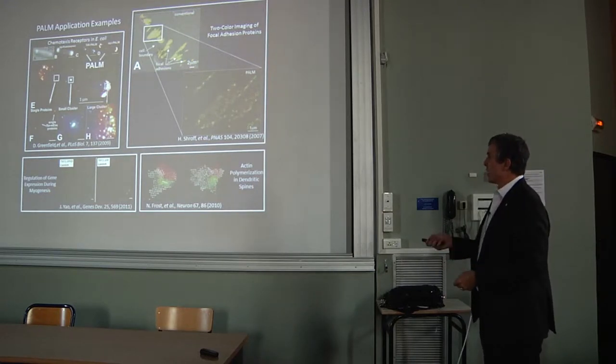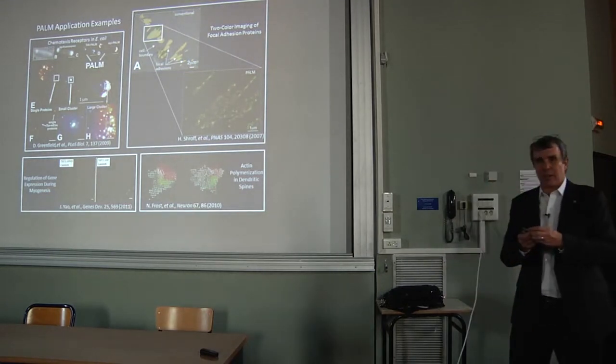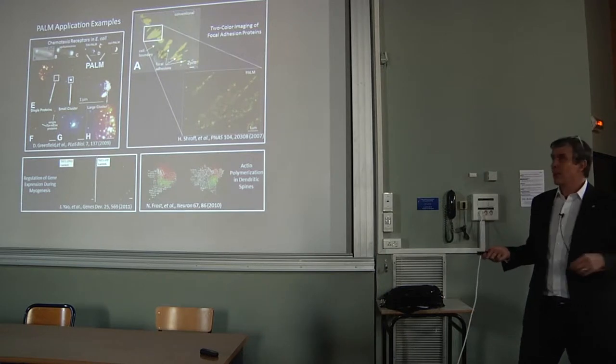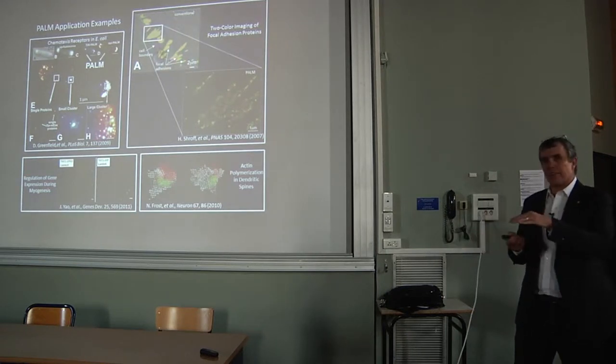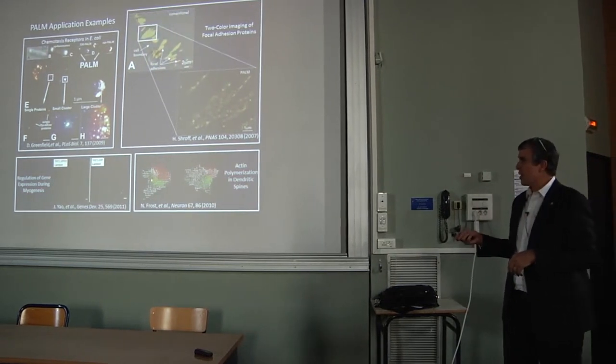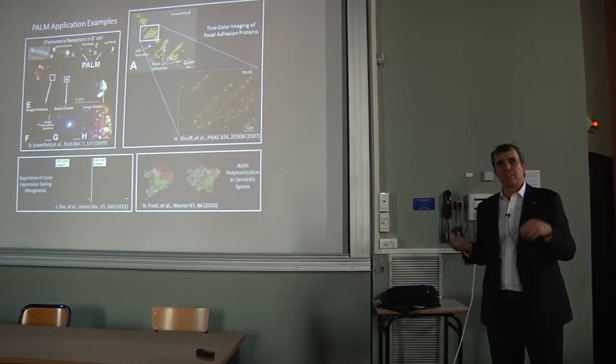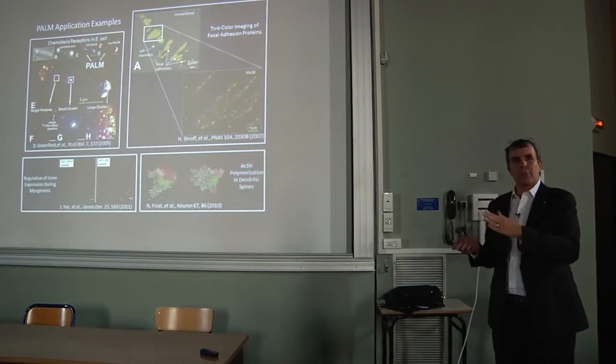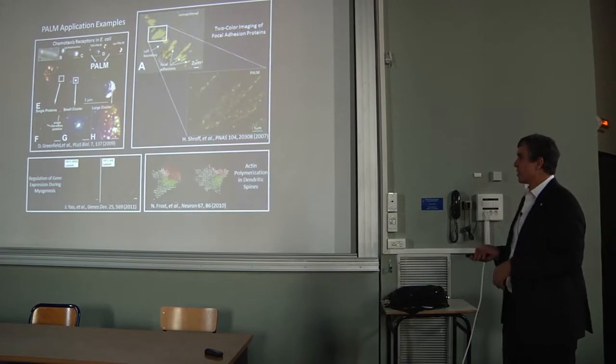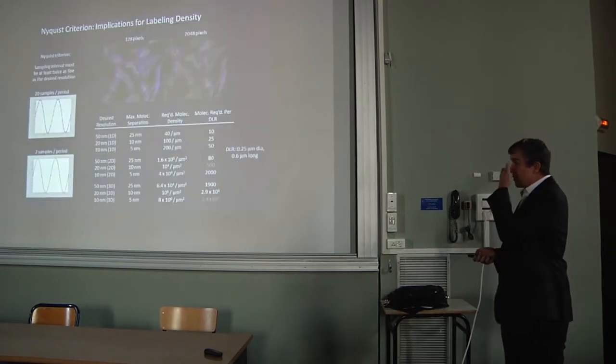And in another example, we were able to look at cultured neurons and show in the spines on the dendrites of these neurons that the cytoskeleton, which gives these things their shape, is only polymerized at certain discrete places in these dendritic spines.